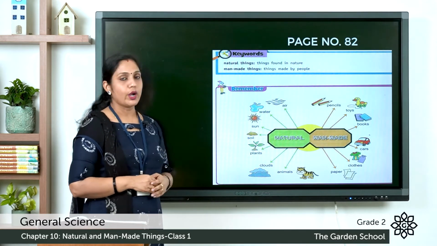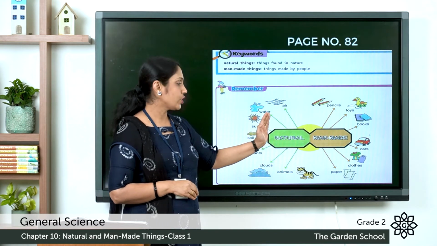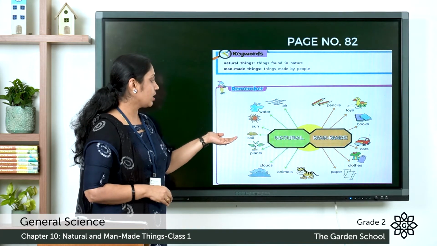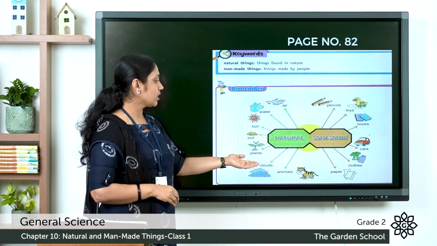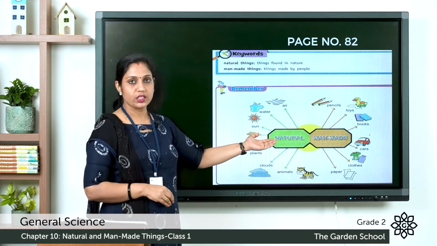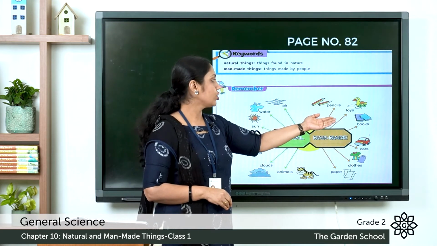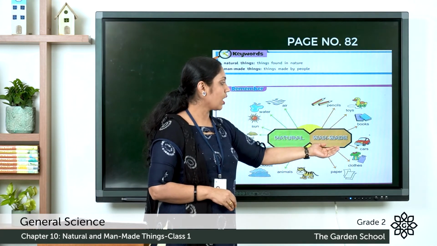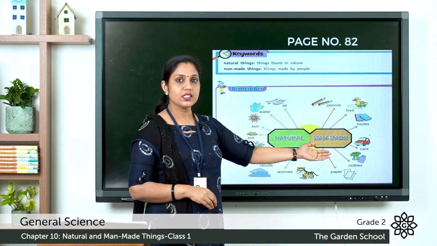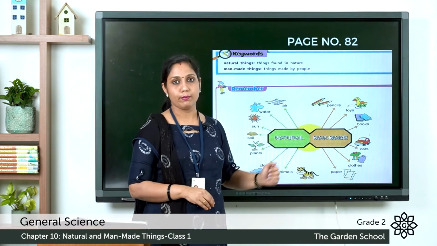And here there are some points to remember. Natural and man-made are given. So under natural, what all are given? We can say that air, water, sun, soil, plants, clouds and animals that are found in nature are natural things. And let's see what man-made is. Pencils, toys, books, cars, clothes, paper. These all are man-made things. These things are made out of natural things. So we can say that these all are man-made.